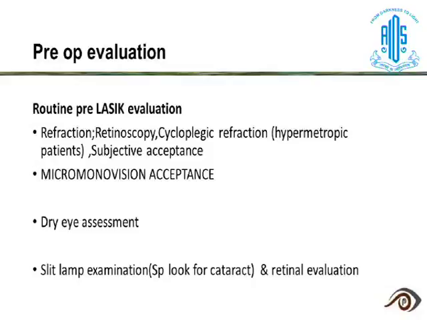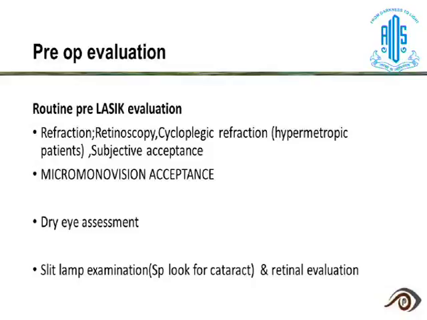So we will be doing some tests which are a part of the routine pre-LASIK evaluation, like ruling out keratoconus and other things. Apart from that, there is a specific test called the Micromonovision test, which is a bit similar to our monovision acceptance testing, which is a separate thing which we have to do before treating with laser blended vision. So basically we do a subjective refraction and we do retinoscopy. For older patients we are not doing cycloplegic refraction, but for all hyperopes and the younger myopes, that is within 45 or so, wherever needed, we are doing cycloplegic refraction.